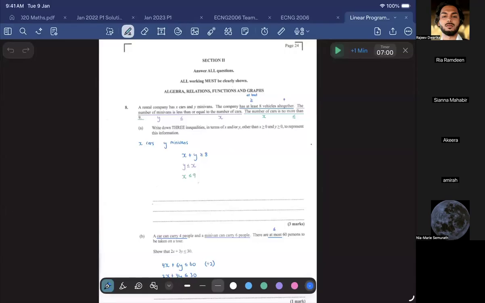Right. So Ria, you tell me you're kind of lost, right? Ria, talk to me. Yes, sorry. All right. So Ria, first things first, let me show you how to actually sketch it on the graph, right?